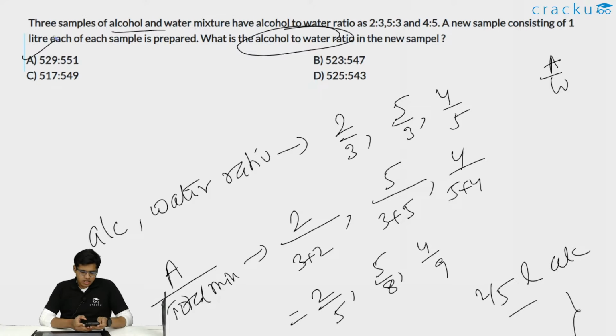Any doubt, guys? Do mention in the chat. Yeah, Rita Brato has told the right answer, option A. Any doubt, guys? Please tell.